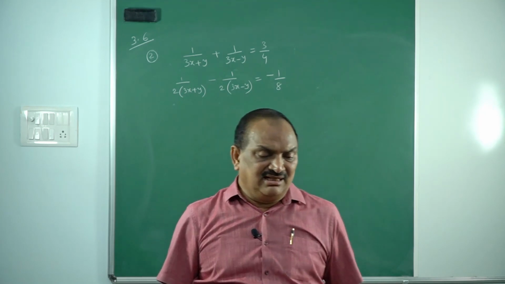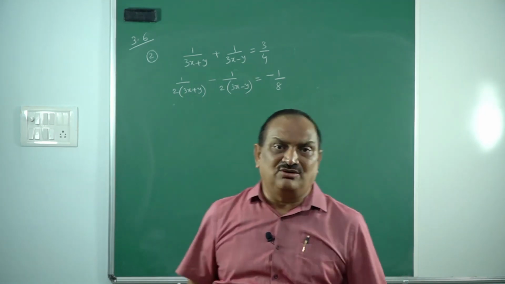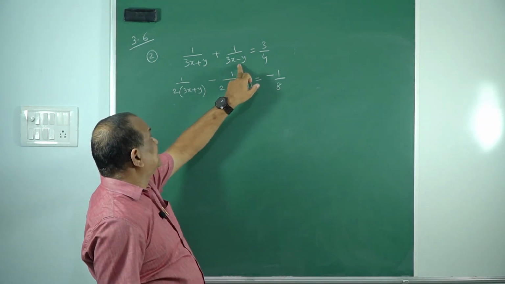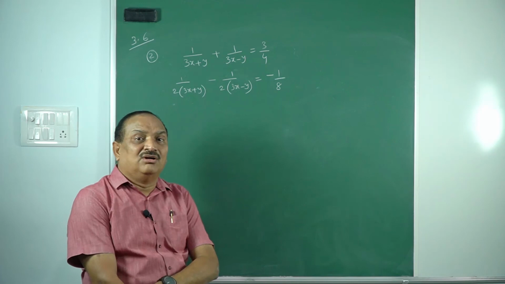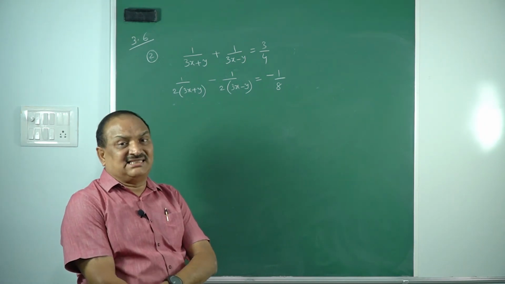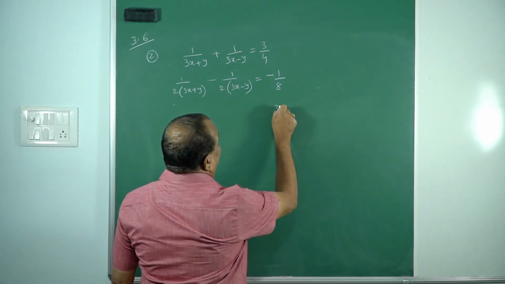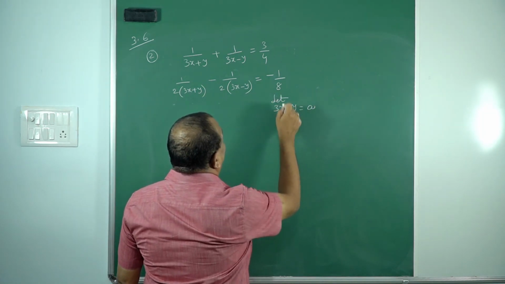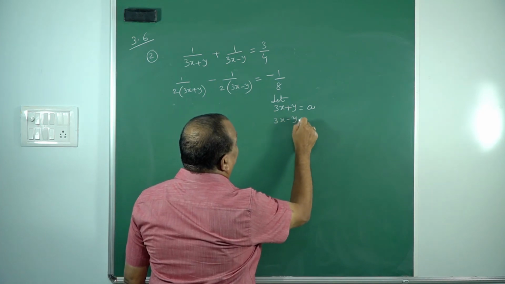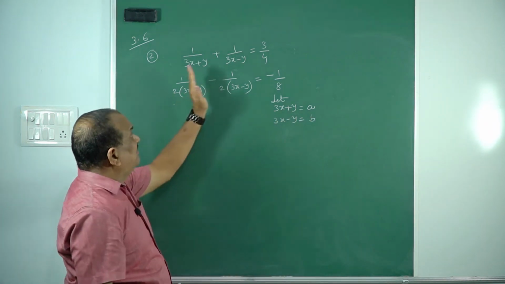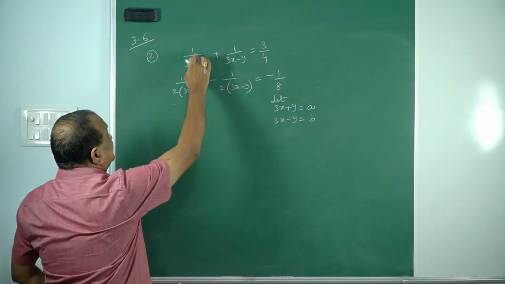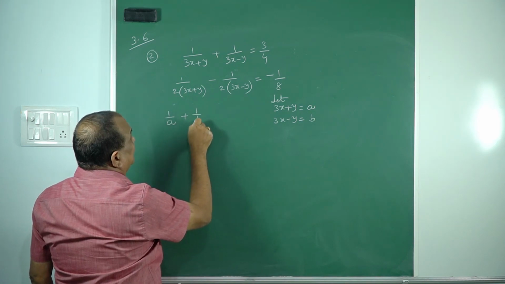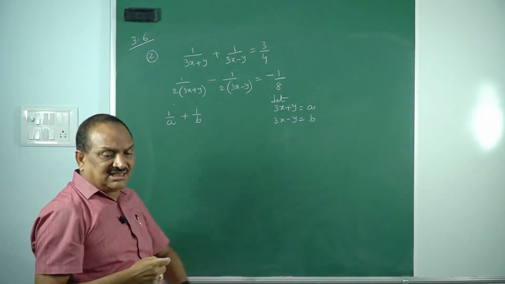You can see something which looks similar: you are seeing 3x plus y here, 3x plus y here also. You are seeing 3x minus y here also. Therefore, put 3x plus y as, say, a, okay? And 3x plus y wherever you have, you write a. And 3x minus y wherever you have, you can write b. So that makes our work much easier in the equations given to you. This is 1 by a, 1 by b.